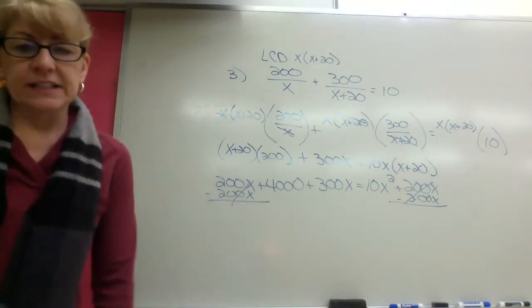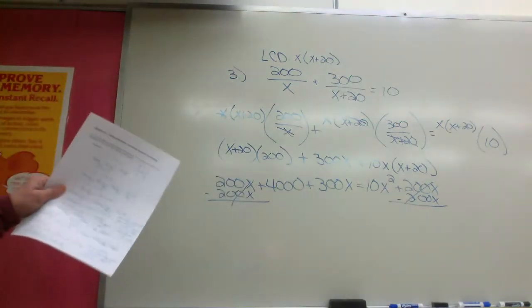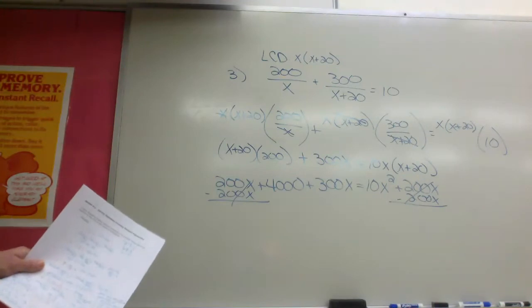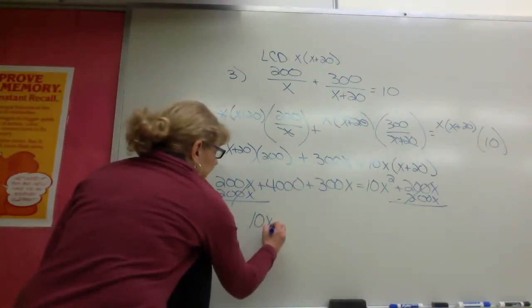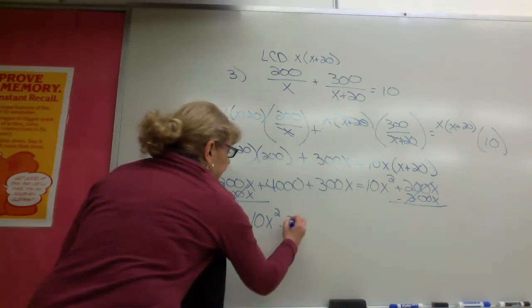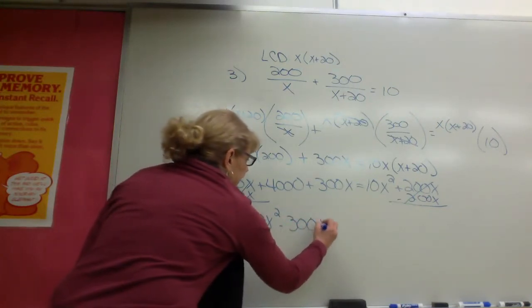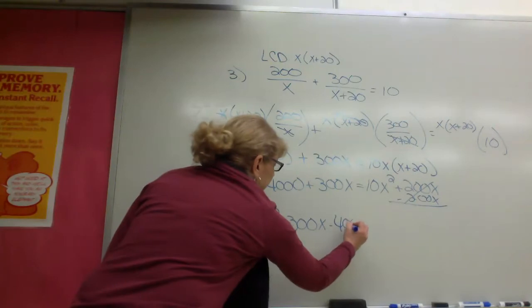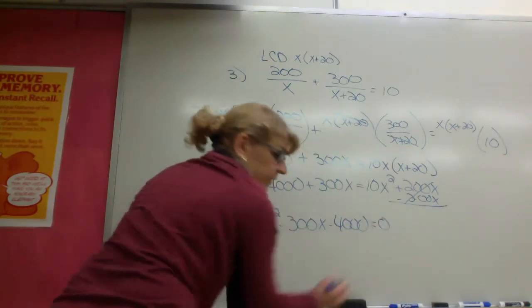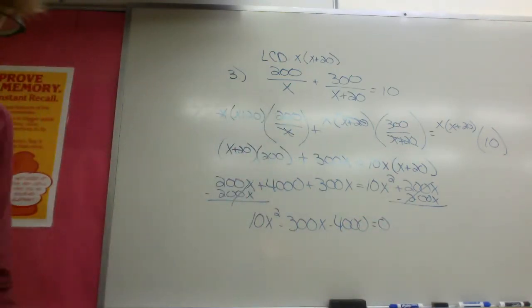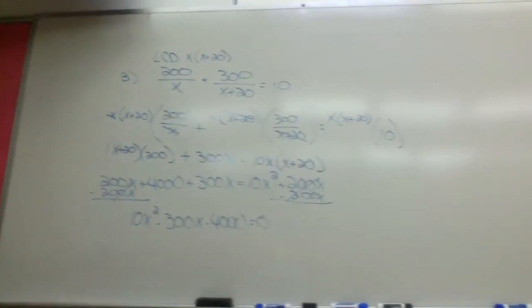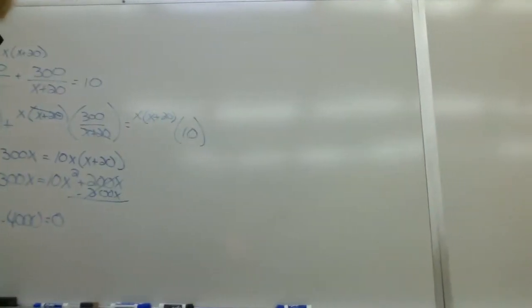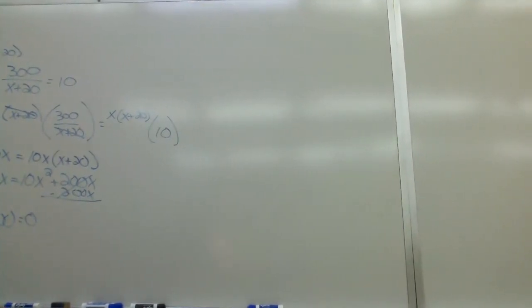And now I can solve this by getting all of the terms on one side, and then I'm going to have a quadratic. So I will have 10x squared minus 300x minus 4,000 equals 0. I'm going to slide on over so we have more room to work on finishing this problem.